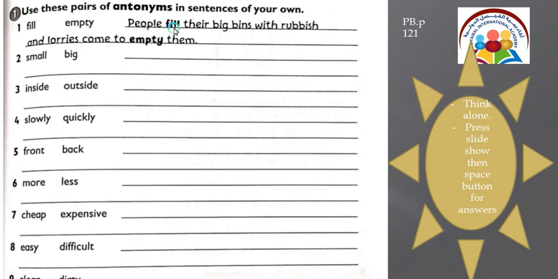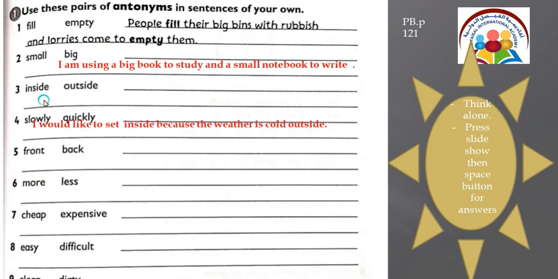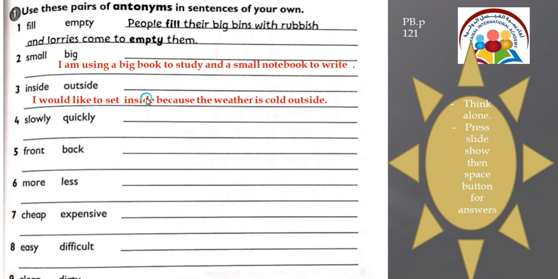As you see here, we use the verbs fill and empty. They are opposite. Let's see small and big. I'm using a big book to study and a small notebook to write. We have big and small. Number 3. I would like to sit inside because the weather is cold outside. So we have inside and outside.